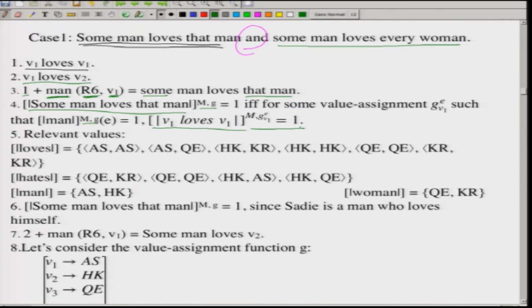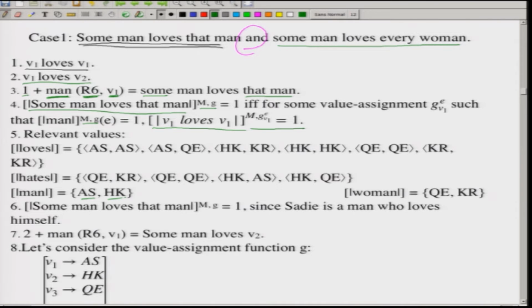As I said, I will not concentrate much on the steps, on the understanding part of it. I assume that we now understand enough of predicate semantics, but here our concern is the language. So, then relevant values, we just get back to the values. We can actually check whether there is some value assignment g e v1 such that e is a man and v1 loves v1 comes true for that assignment. Now, we can roughly see there are two men, that is AS and HK. If you remember, AS is basically Anwar Sadat, I am not writing the full form, and HK is Henry Kissinger.